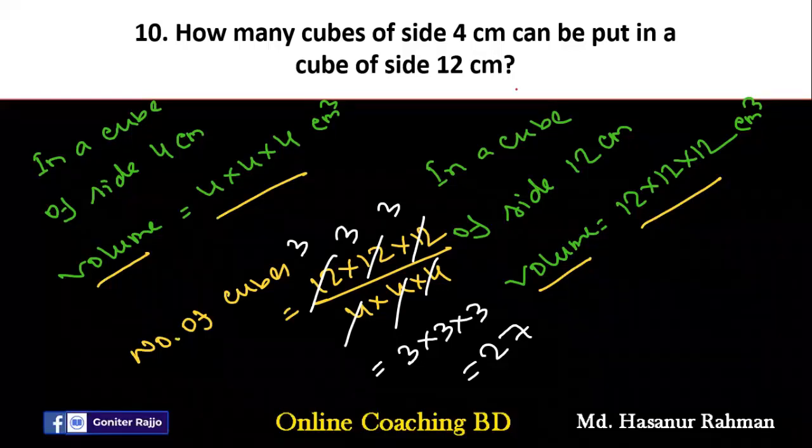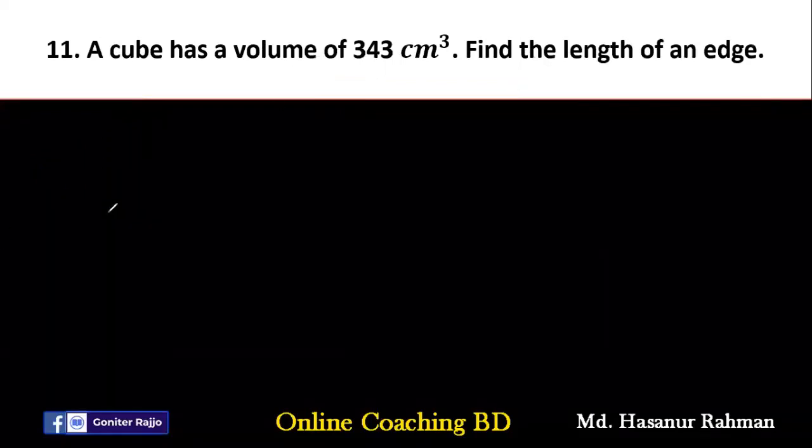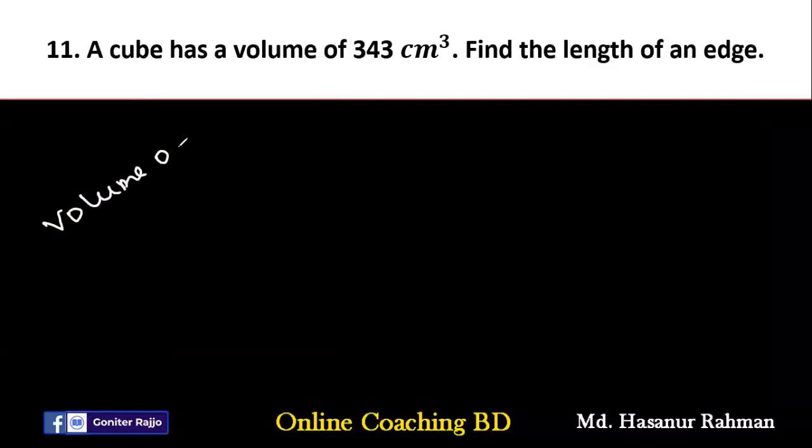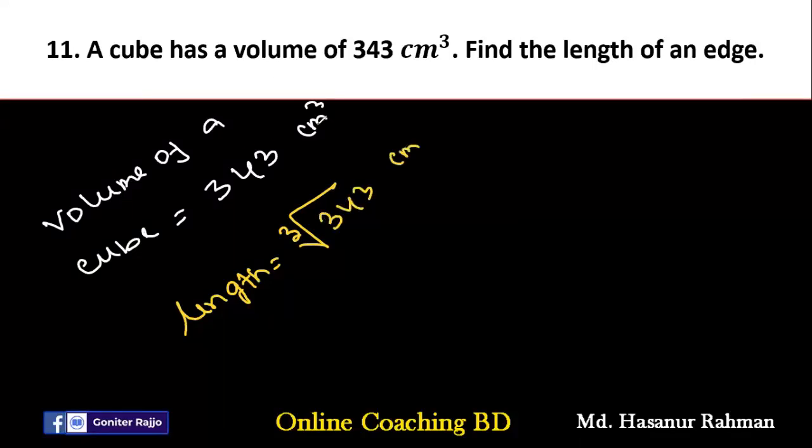Now, next question. Number 11, a cube has a volume of 343 centimeter cube. So here, volume of a cube is given. So volume of a cube is equal to 343 cubic centimeter. So length of each edge will be cube root of 343. Okay. If the volume is given, the length will be cube root of 343. That will be cube root. This is called cube root. This is the cube root sign.